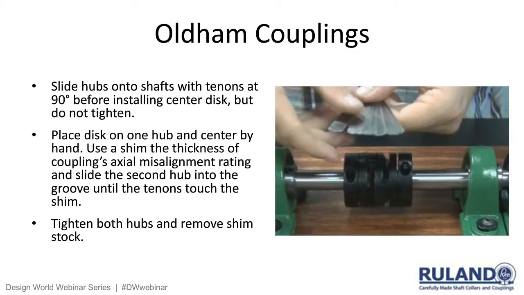Oldham couplings: slide hubs onto the shafts with tenons at 90 degrees before inserting the center disc, but do not tighten. Place the disc on one hub and center by hand. Use a shim the thickness of the coupling's axial misalignment rating. Slide the second hub into the groove until the tenons touch the shim. Tighten both hubs and remove the shim.